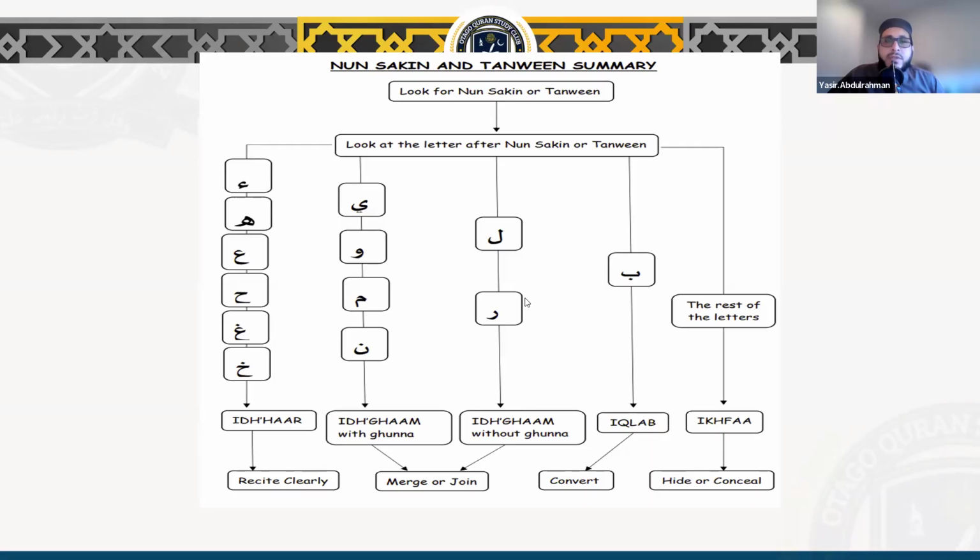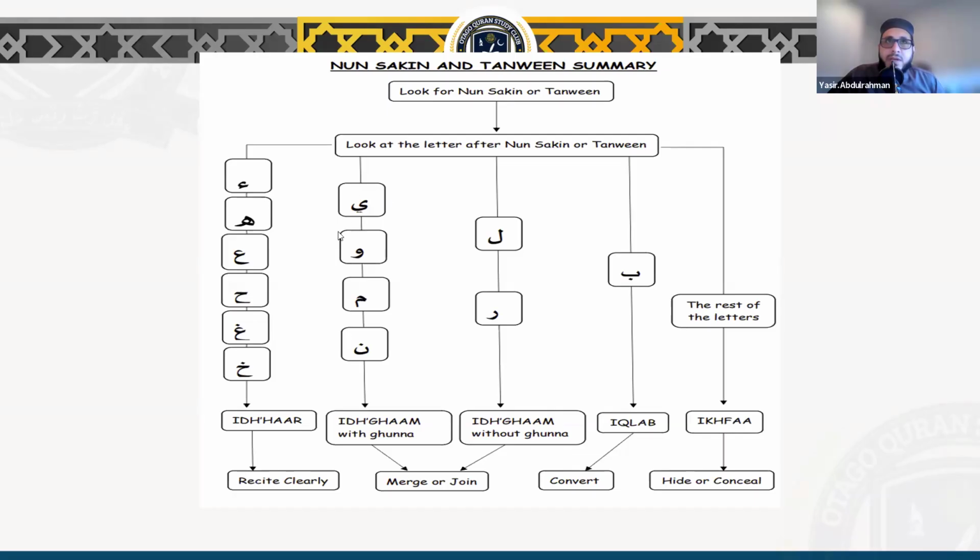Now there are two types of it. The lam and ra do idgham without ghunna, right? So it becomes what we call a perfect idgham. This is a perfect or complete idgham. The other letters, the ya, waw, mim, nun. The mim and nun we also do perfect complete idgham. And the ya and waw we call it incomplete idgham.